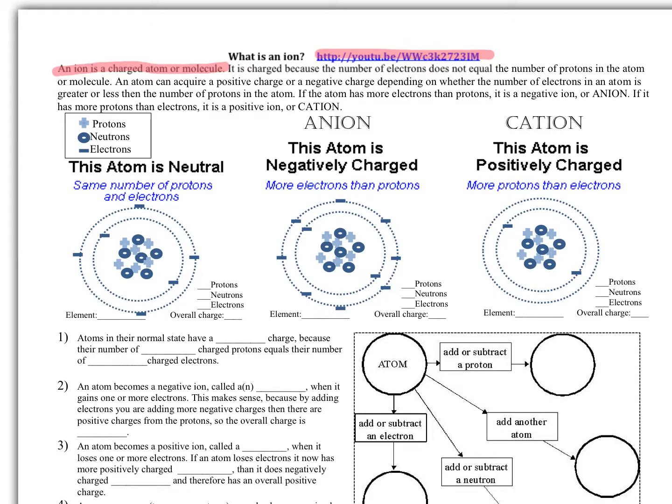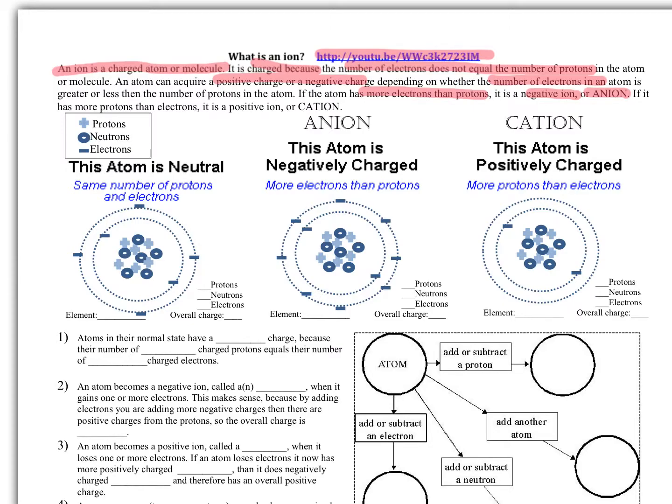It is charged because the number of electrons does not equal the number of protons. An atom can acquire a positive charge or a negative charge depending on whether the number of electrons in an atom is greater or less than the number of protons. So we can have a positive charge or a negative charge based off of the number of electrons. If the atom has more electrons than protons, it is a negative ion. It has more negatives than positives. And a name for a negative ion is anion.